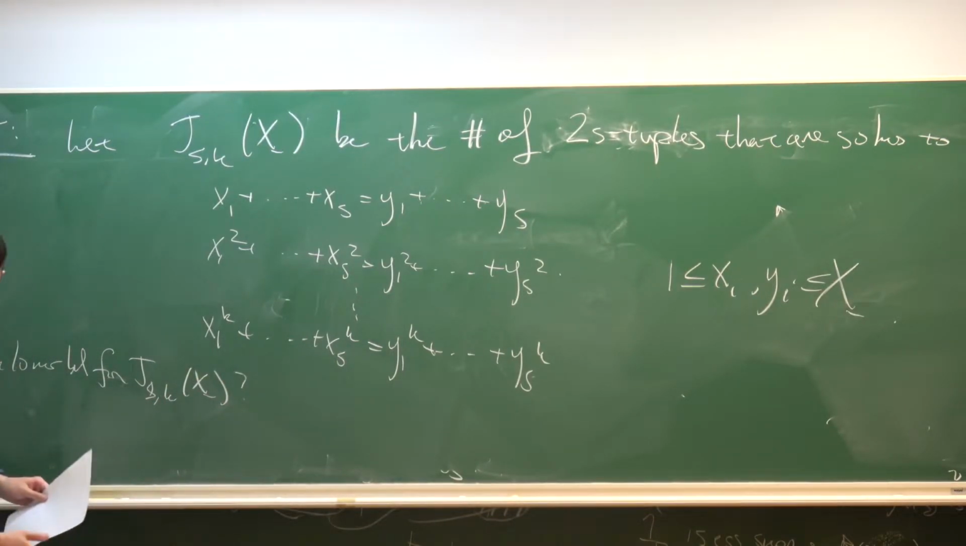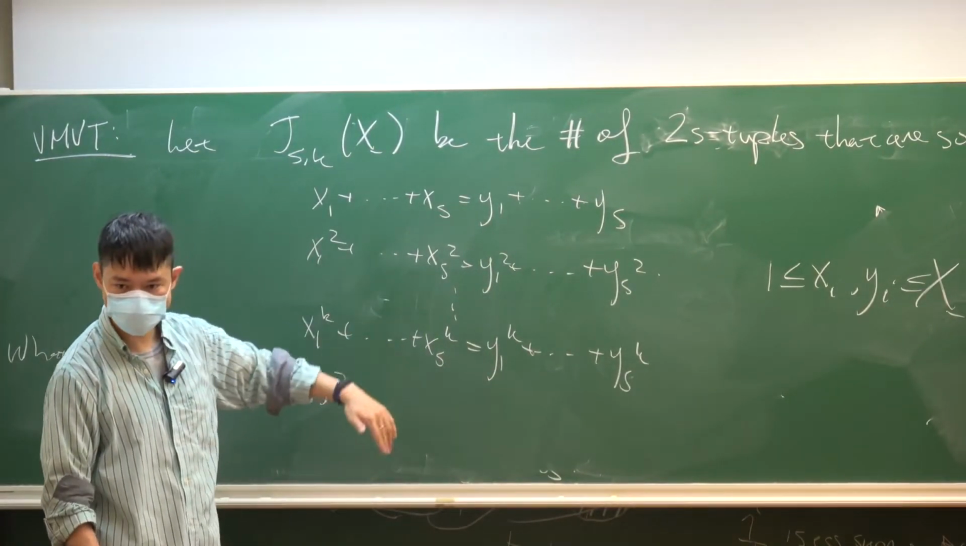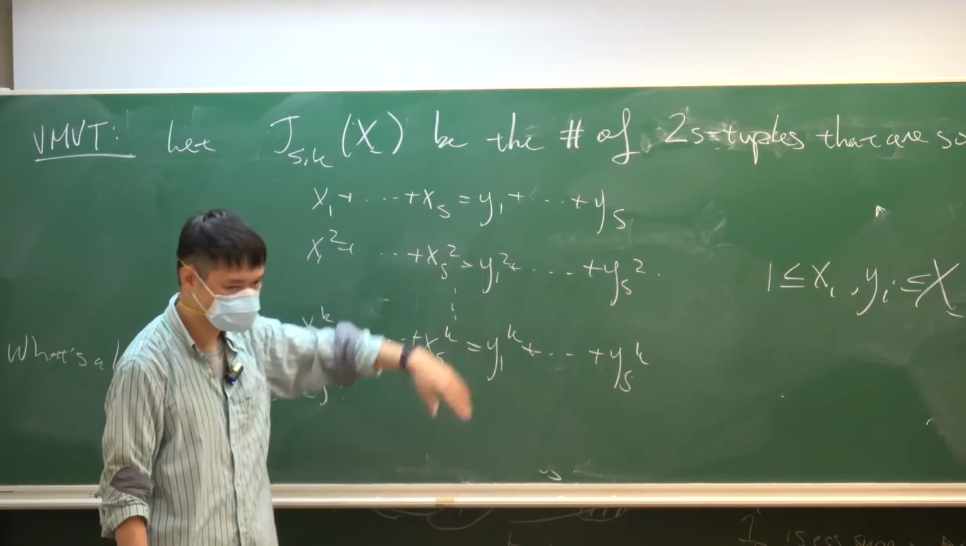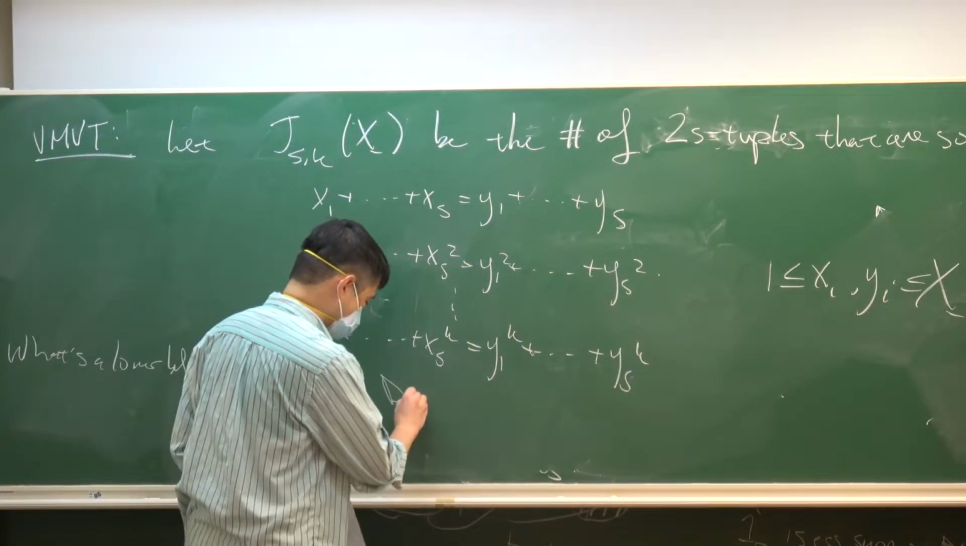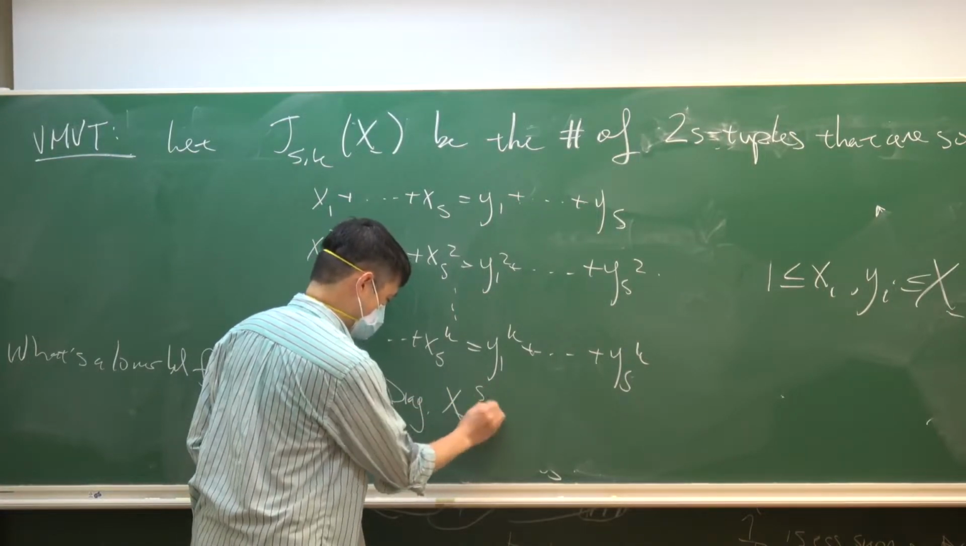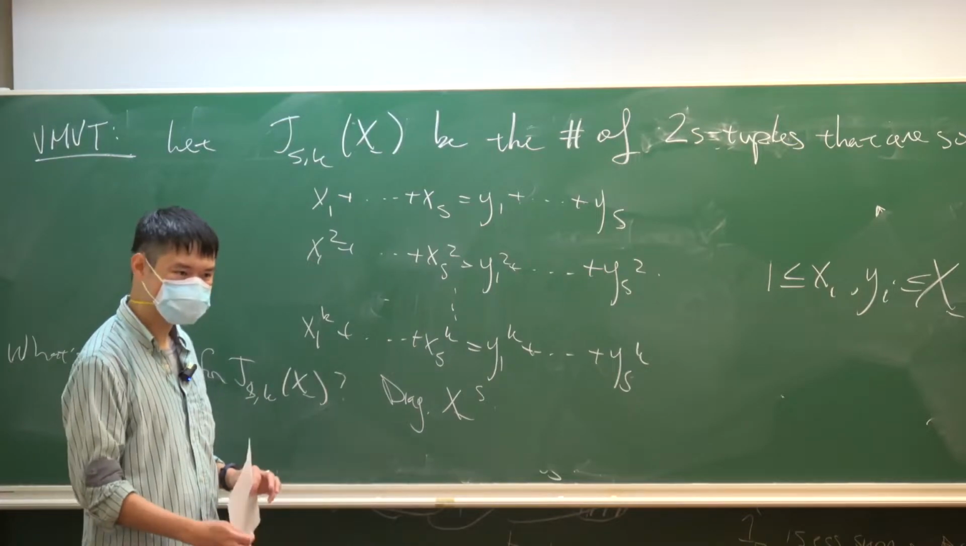Okay, so there's the obvious lower bound, where I just let x1 be y1 be anything, x2 be y2 be anything, all the way to xs be ys be anything, right? So how many solutions does that give? The diagonal solutions give x to the s many. And I'm going to ignore all constants.